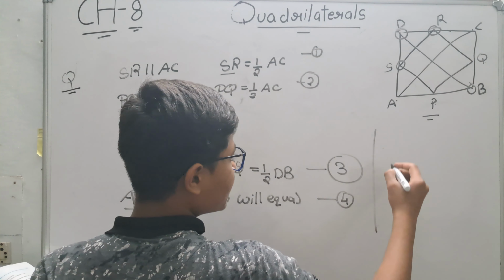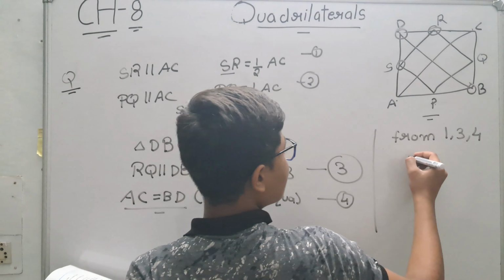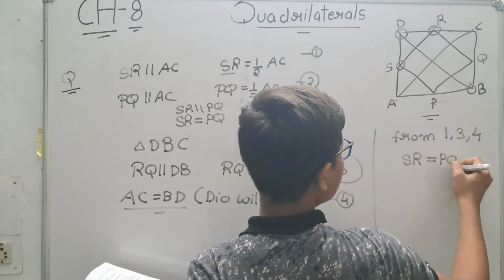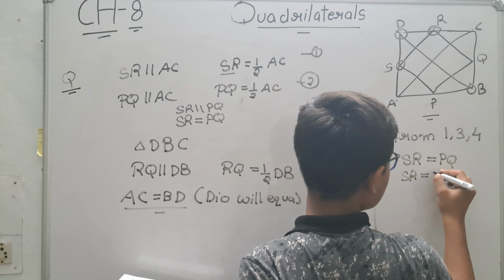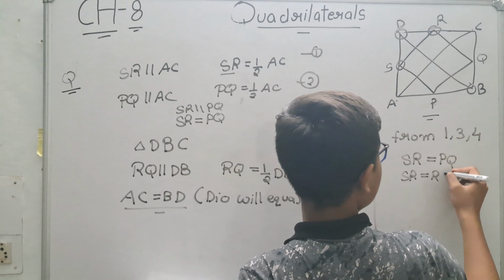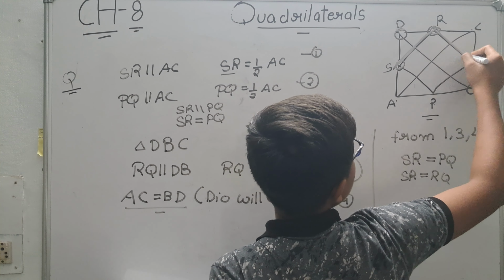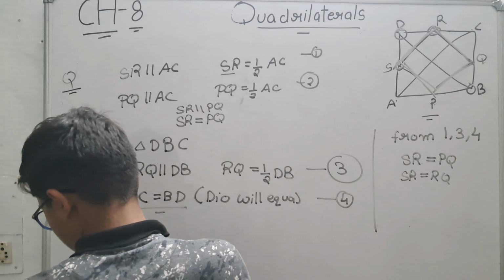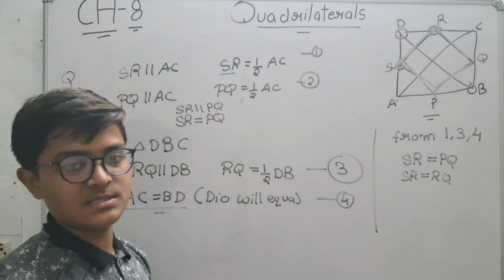Now let's do one thing. From equations 1, 3 and 4, we can say that SR is equal to PQ, and SR is equal to RQ. That means if this side is equal and this side is equal, then this will obviously be equal. If the three sides are equal, then it will be said that it is a rhombus. That is a rhombus.